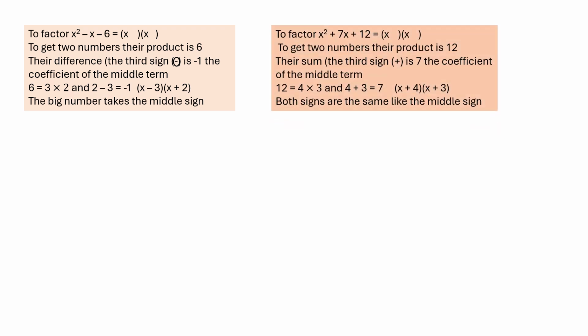Another example, x squared plus 7x plus 12. In this case, because the last sign is positive, we look for two numbers whose product is 12, and whose sum is 7, because the middle sign is positive. So you can get the answer the easy way, 3 times 4. So you must write 3 times 4. What about signs? If the last sign, the sign of 12, is positive, then both signs will be the same as the middle sign.